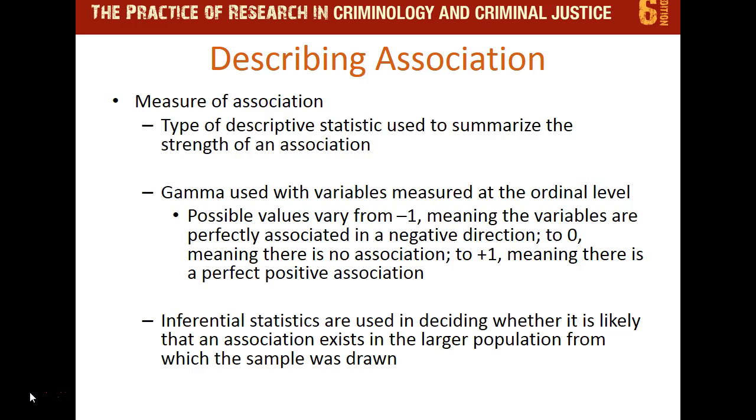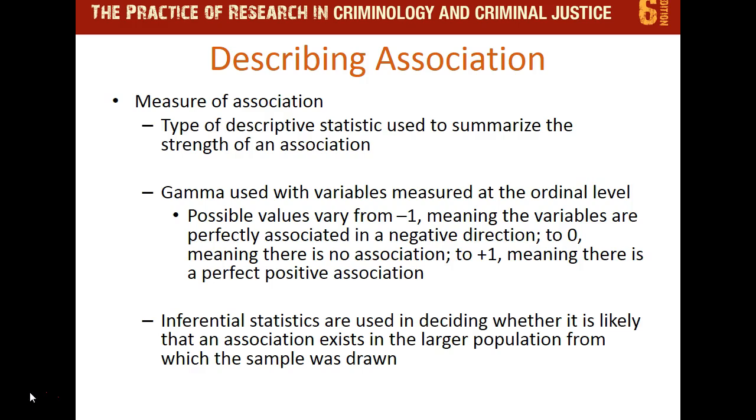Our measure of association is the type of descriptive stats used to summarize the strength of an association. Now remember, we're looking at descriptive stats, so we're looking at the exploratory variables. Gamma is used with variables. Just be able to recognize what gamma is, that it is another type of statistic used.